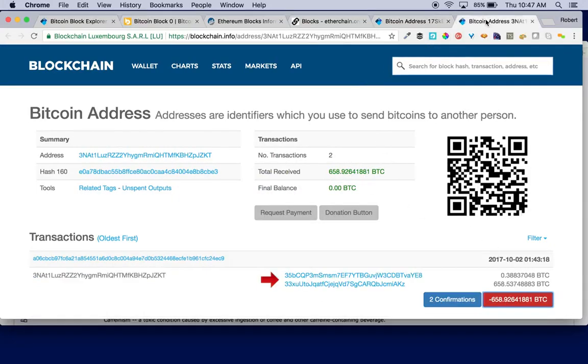And lastly, a very large and interesting transaction of 658 Bitcoins done recently. Notice that the value of that is close to $3 million. So you can examine these transactions on both the Bitcoin and Ethereum blockchains and many other blockchains.